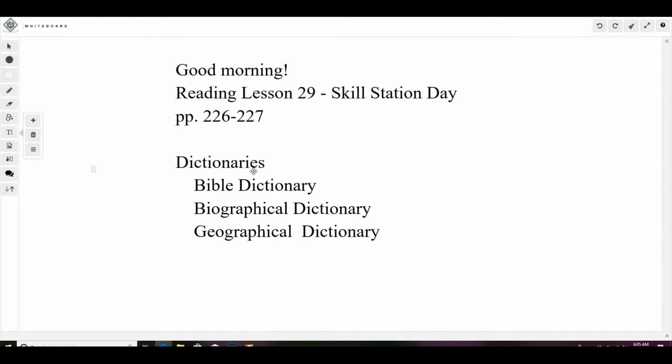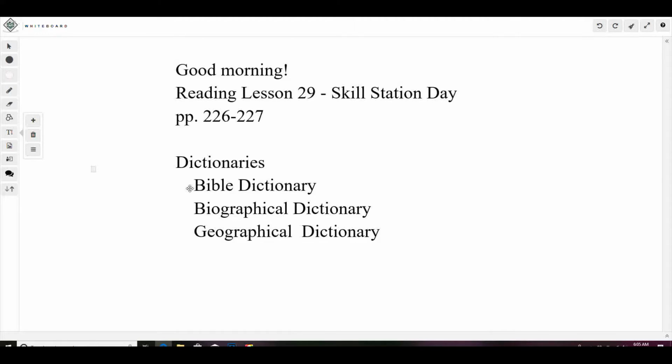Now, on page 226 in your work text, you're going to see these three different types of dictionaries. Now, when I was a kid, we didn't have Google, we didn't have the internet, we didn't have anything like that. So when we didn't know how to spell a word or we needed to look up a word for whatever reason, we had to go to old Webster. We had to go to the dictionary. Now, I do want you to realize that we're not today talking about a regular Webster's dictionary that just gives you definitions of words. We're actually talking about three different kinds of dictionaries that give three different kinds of information.